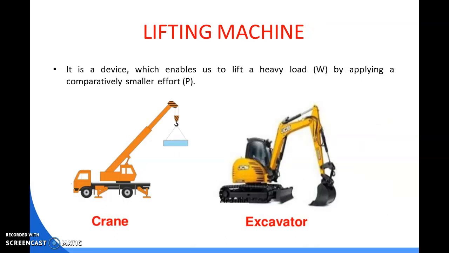Now coming to the lifting machine. A lifting machine is a device which enables us to lift a heavy load, denoted as W, by applying a comparatively smaller effort, denoted as P. These are the machines by which we can show the lifting of any material, so that's why these machines are known as lifting machines. This is the crane and this is the excavator.